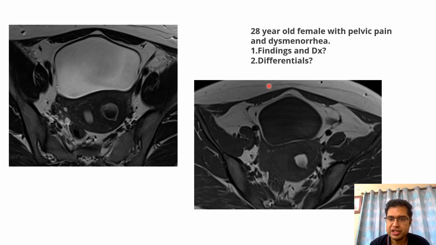These are the axial sections, T1 weighted images and T2 weighted images. We can determine that by looking at the bladder, which is hypointense on T1 and hyperintense on T2 weighted images. I'll give you some more pictures in the next slides, and based on these pictures, what are the findings, the diagnosis, and what are the differentials for this condition. So I'll give you some time to appreciate the findings.